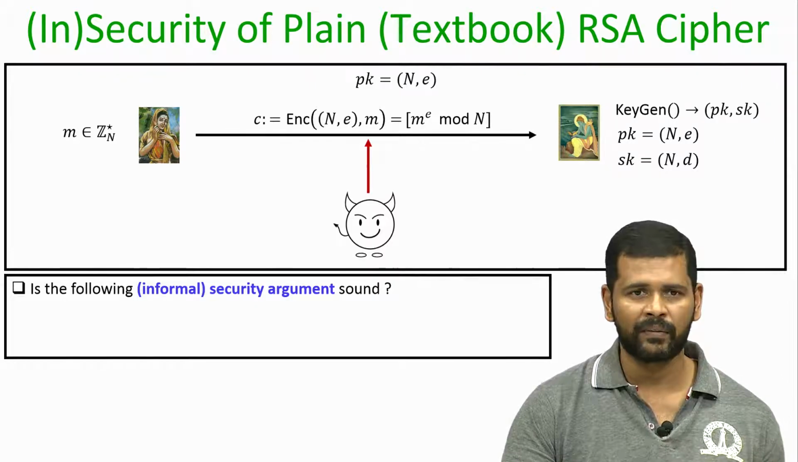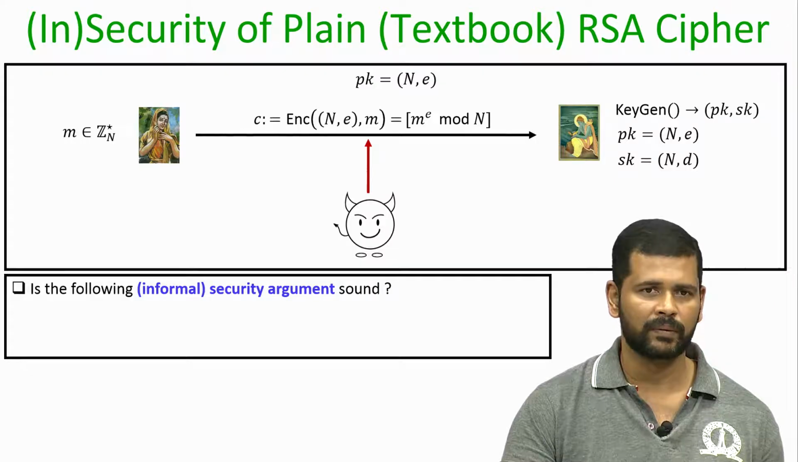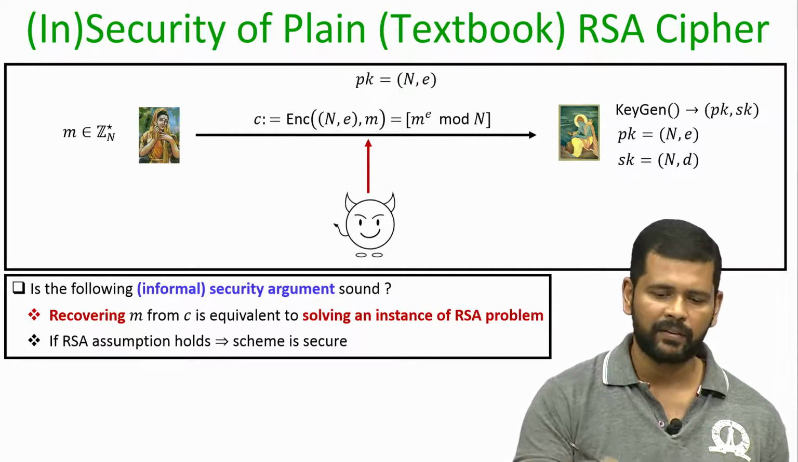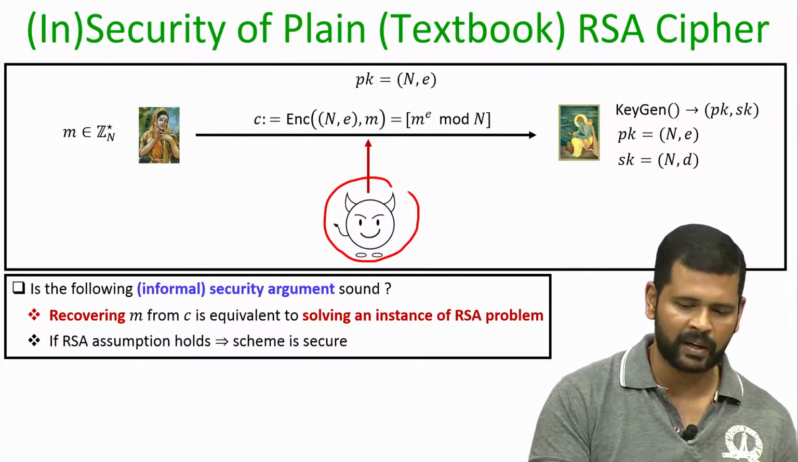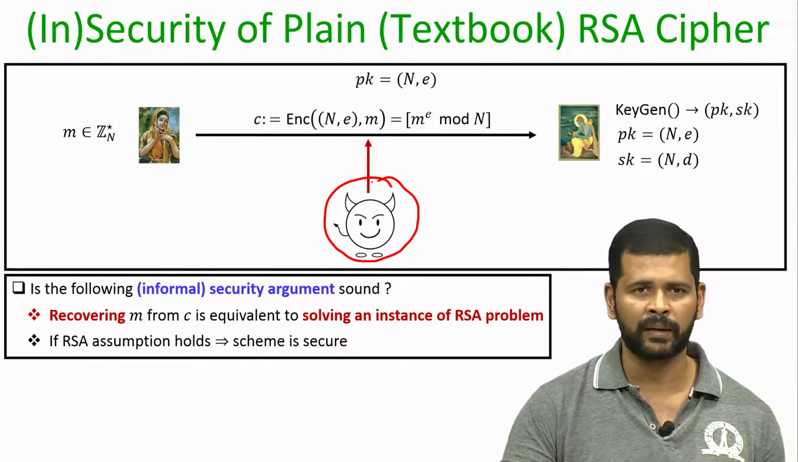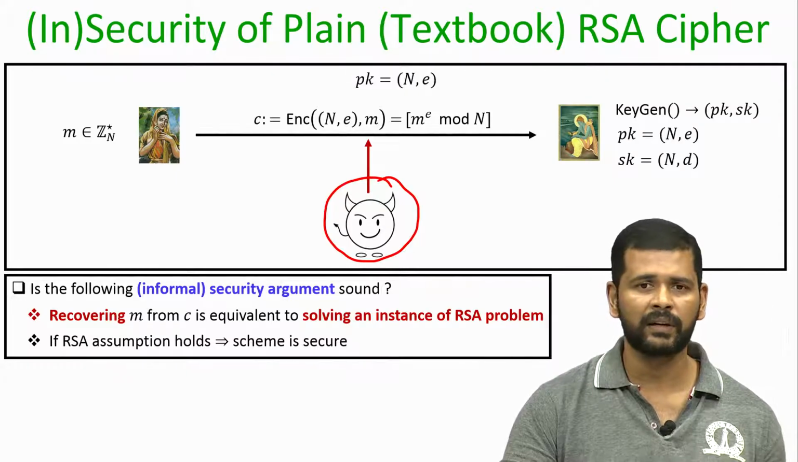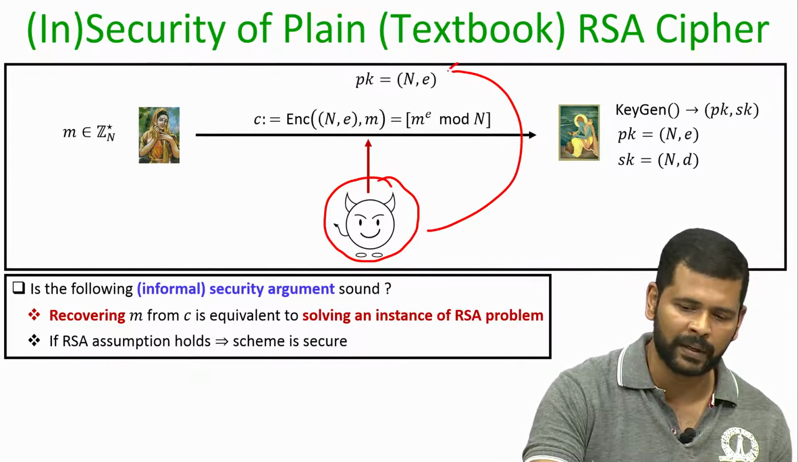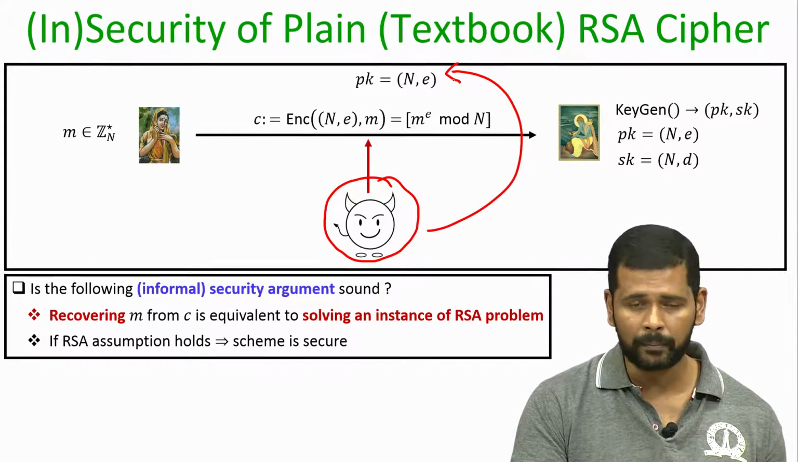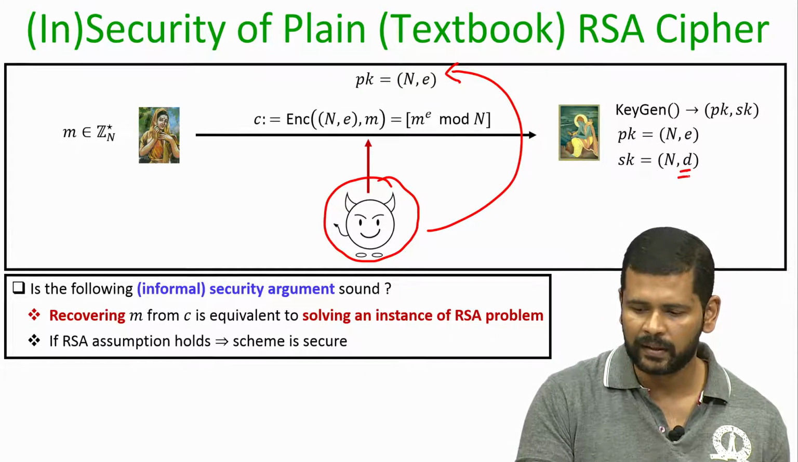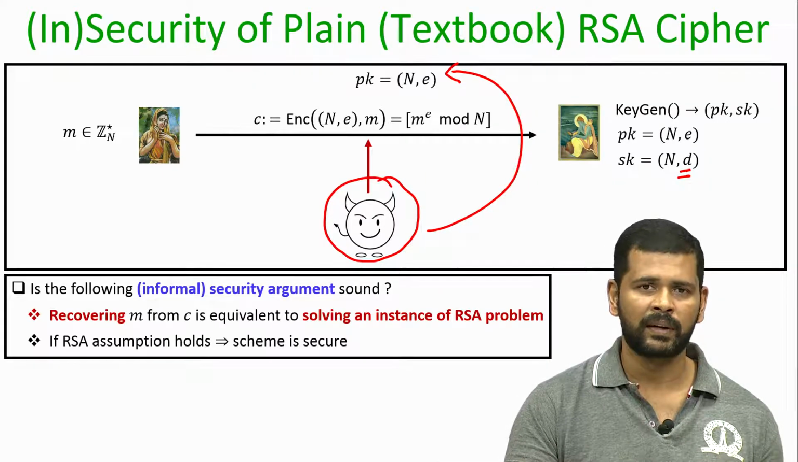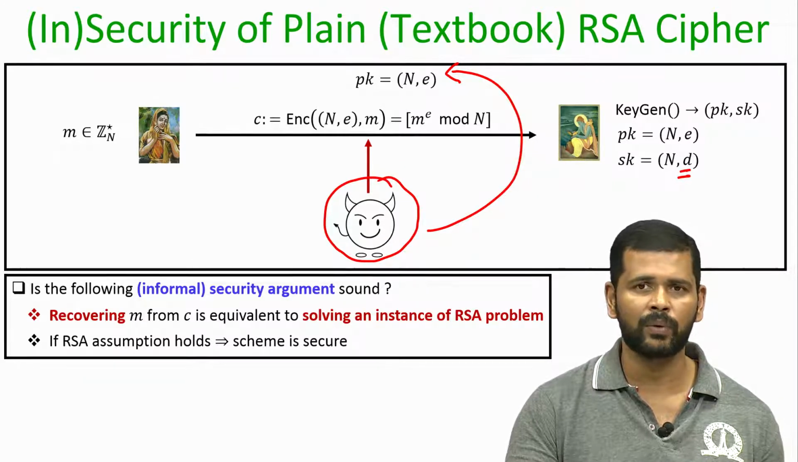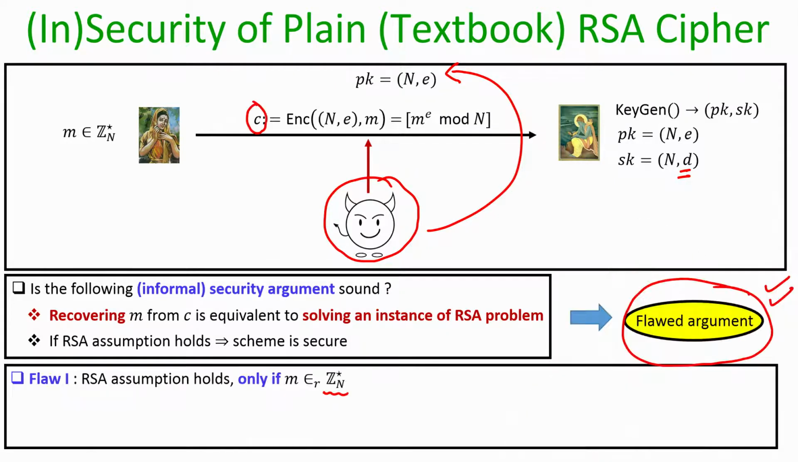Now, one might be wondering whether the following security argument is sound or not. We can say that if there is an adversary who eavesdrops the ciphertext c and its goal is to recover the underlying plaintext little m which is encrypted in c, then it has to solve an instance of the RSA problem, because this adversary only knows the description of (n, e) and does not know the underlying m or the secret key little d. So, recovering m from little c is equivalent to solving an instance of the RSA problem, and hence if we assume that the RSA assumption holds with respect to the GenRSA algorithm that the receiver has run, then we can argue that this scheme should be secure.